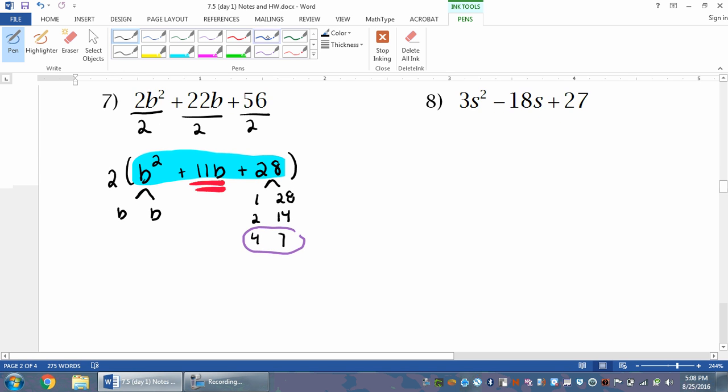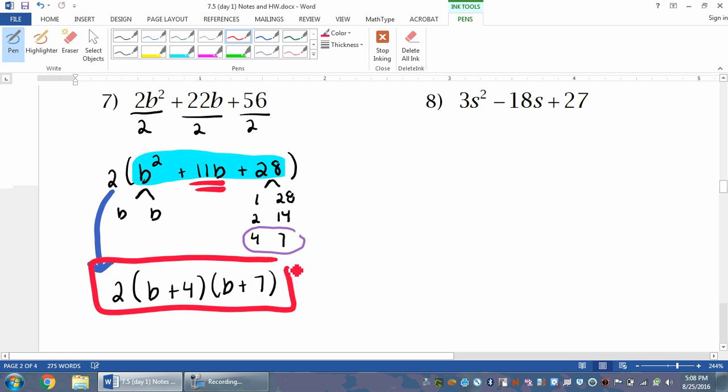What you have to be really careful about is that the 2 we factored out to begin with must be kept and dropped down. Now I write my factors: b plus 4 times b plus 7. The mistake is that people forget to drop down that 2.